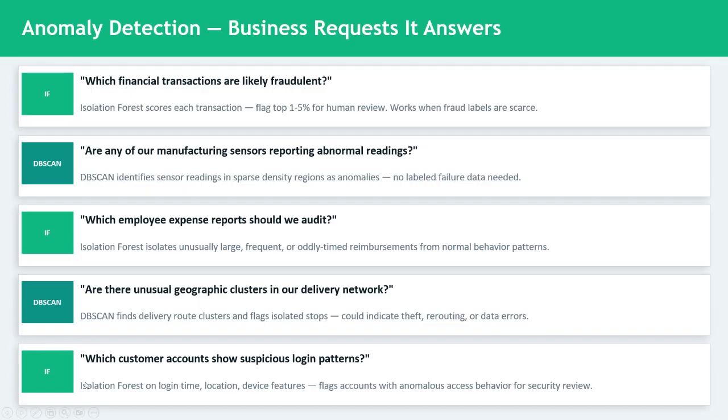The last business request we're going to go over is which customer accounts show suspicious login patterns. IsoForest, using login time, location, and device features, flags accounts with anomalous access behavior for security review. Lots of people access networks all the time. There's network traffic all the time. But if I see high network traffic at 3 a.m. or off hours, it might be interesting to see what somebody is doing in the off hours of the third shift, if that's not normal.